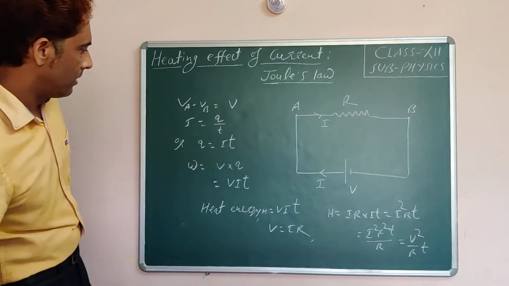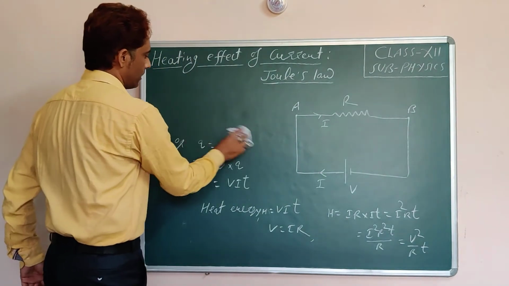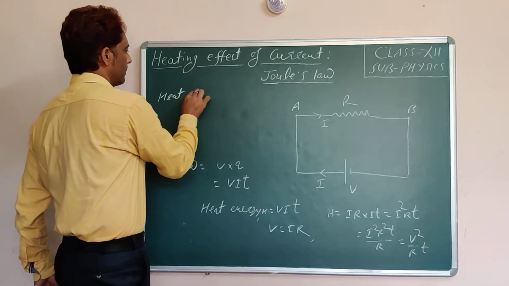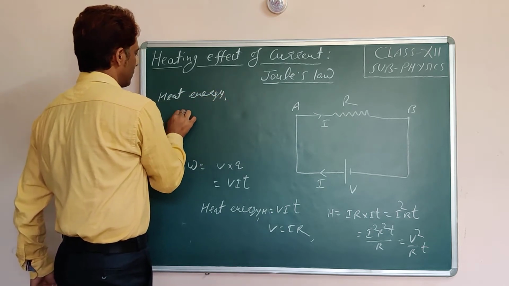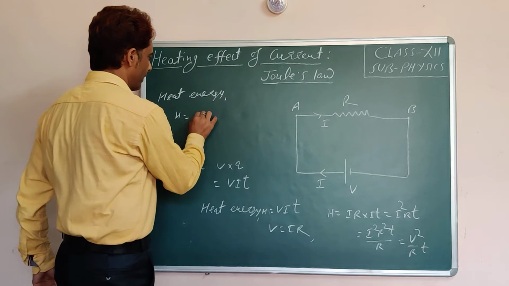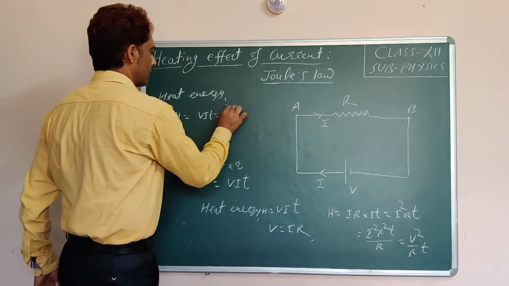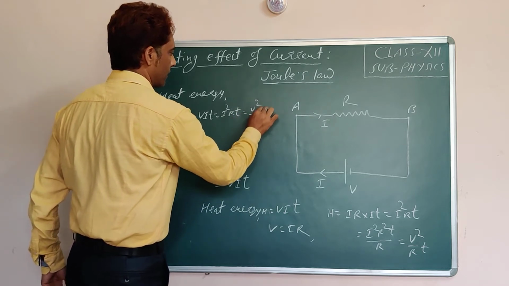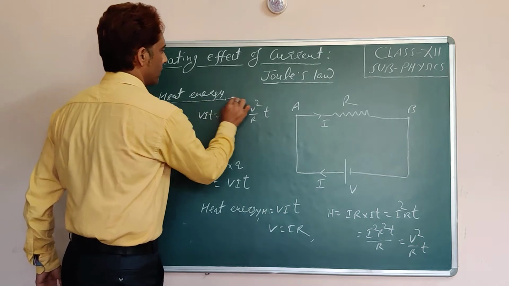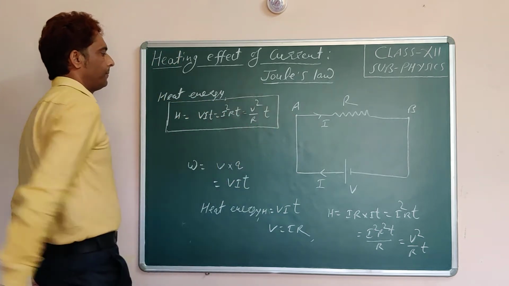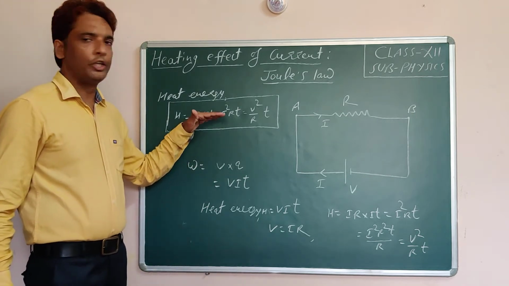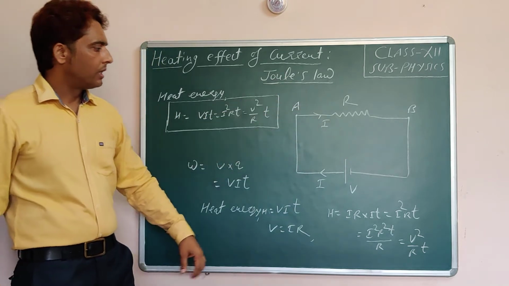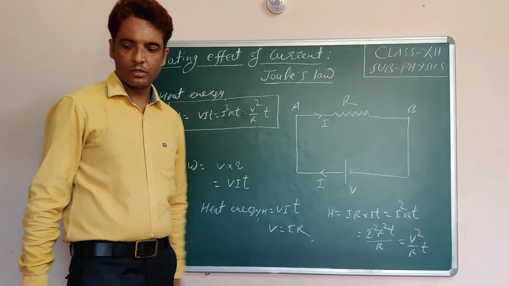So means the expression for heat energy produced, H is equal to VIT, or I square RT, or equal to V square by R into T. So these are the formulas for heat produced in a conductor when potential difference V is applied across its ends and I is the current flowing through the conductor.